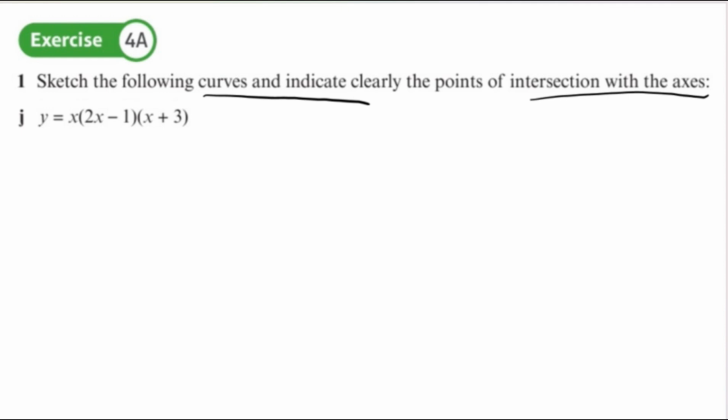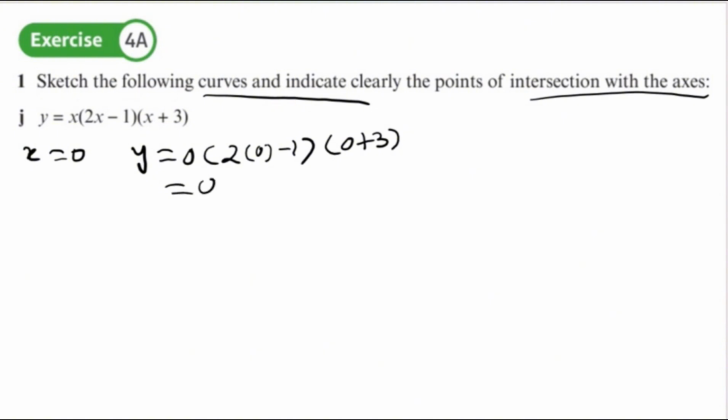Okay. So first, for this function, we have to take x equal to 0. As you can see in this function, if I put 0 into 2 0 minus 1, 0 plus 3, anything multiplied by 0 will give you 0. So the first coordinate we are getting is x 0, y 0.